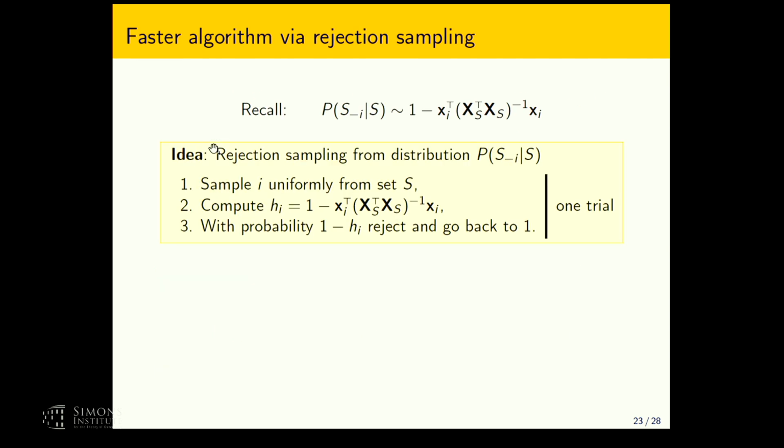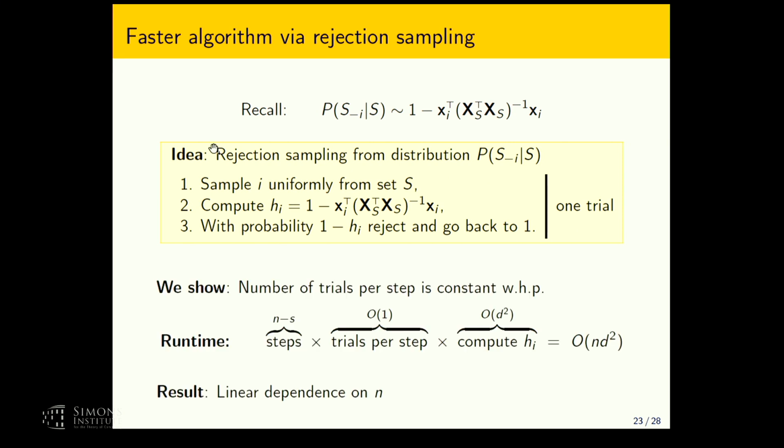But actually this can be improved. I'll not get into the details, but basically you can do rejection sampling to avoid computing the whole conditional probability, and that works remarkably well. It reduces the runtime to n d squared, which is somewhat satisfying because essentially the first step of this algorithm is just computing X transpose X. If you do that exactly, that's already n d squared. So volume sampling is only a constant factor on top of it here.